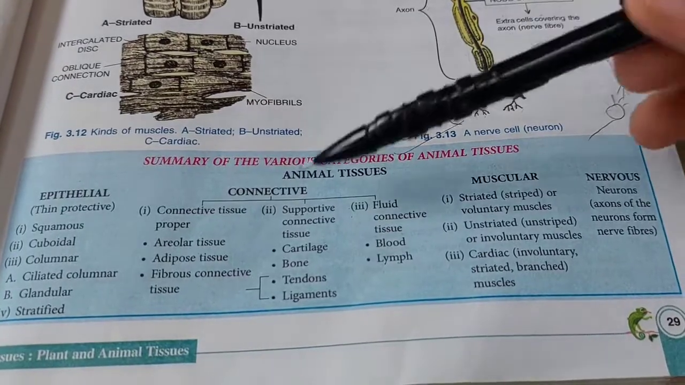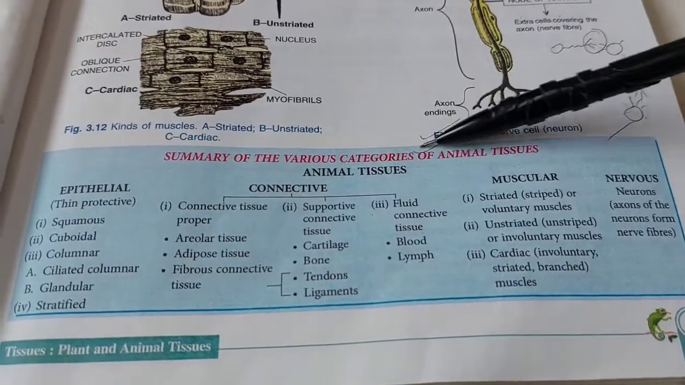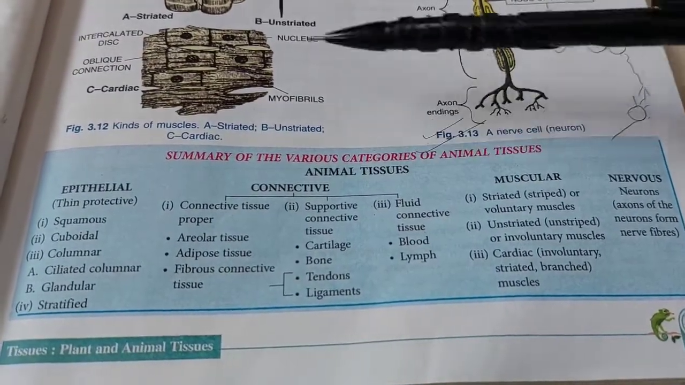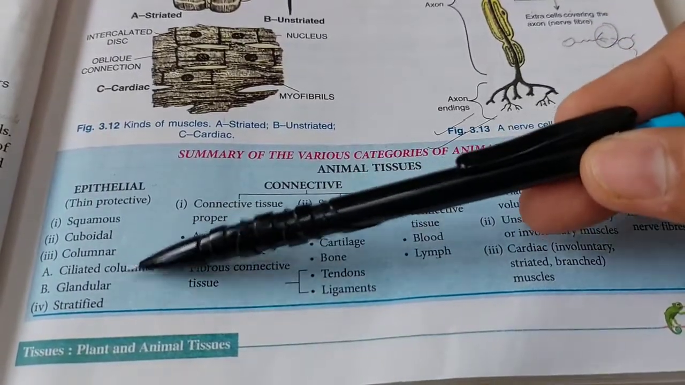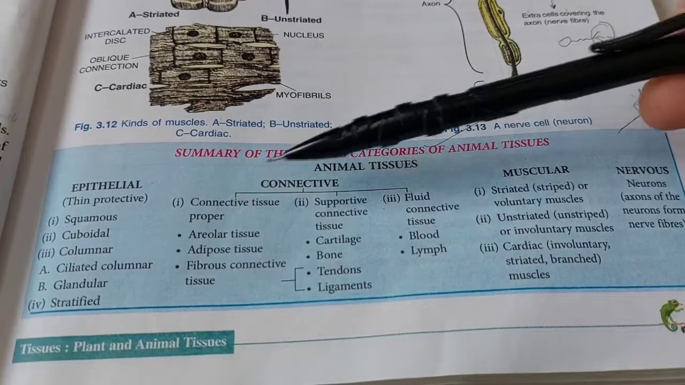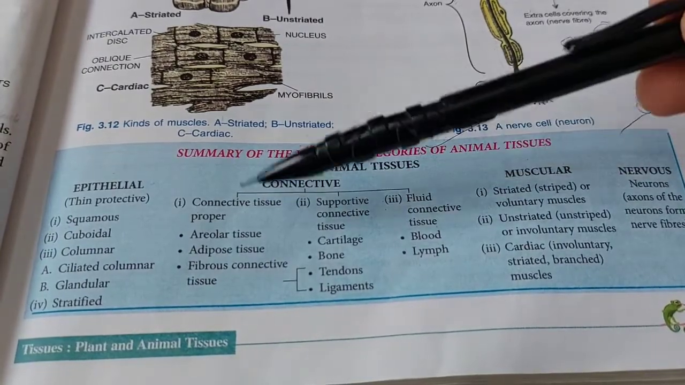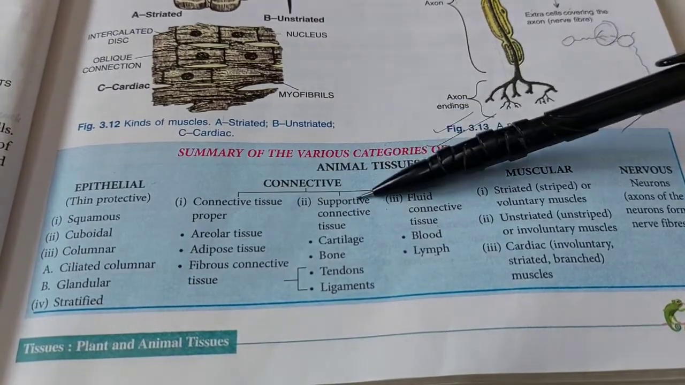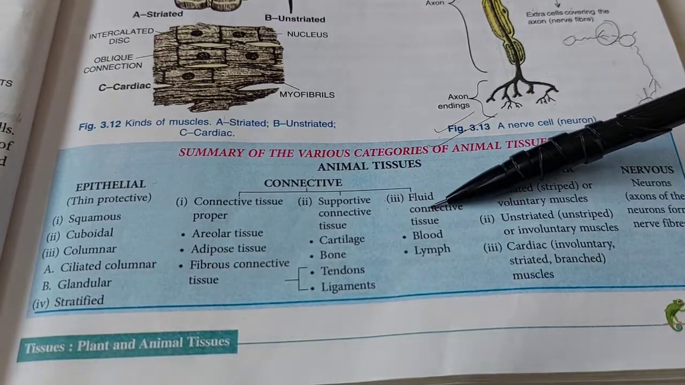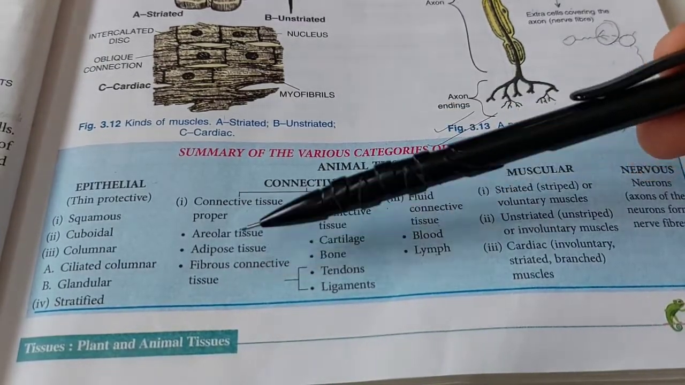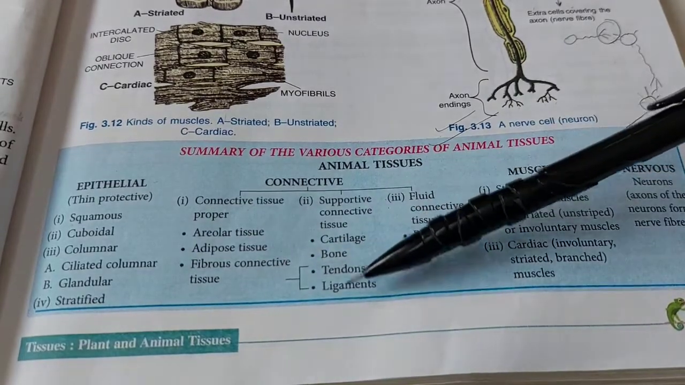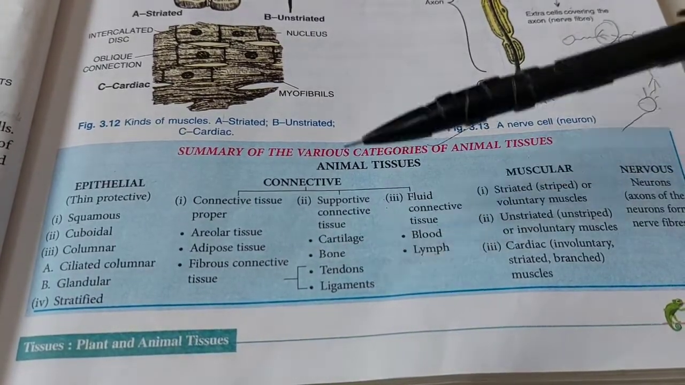So this table will be a good way to revise all the animal tissues before we move ahead. So as I said, epithelial tissue is of 4 types. Columnar has 2 subtypes. Now connective tissue, it's of 3 major categories: connective tissue proper, supportive connective tissue, and fluid connective tissue. Connective tissue proper has 3 types: areolar, adipose, fibrous. Fibrous has 2 more types, tendons and ligaments. We're going to study all of this now.